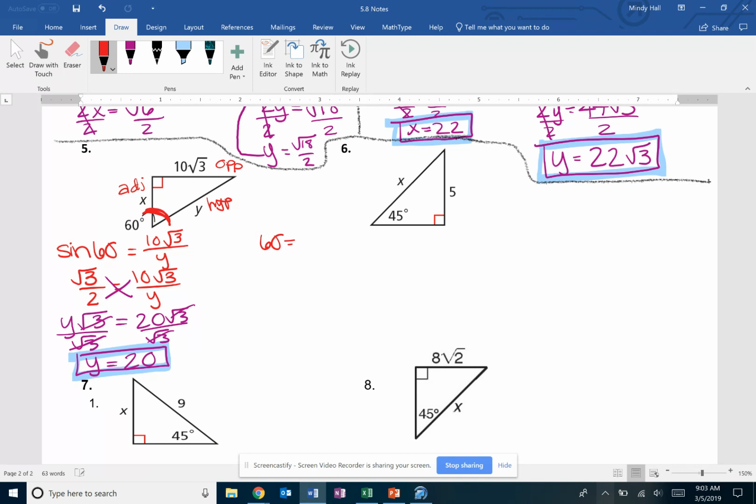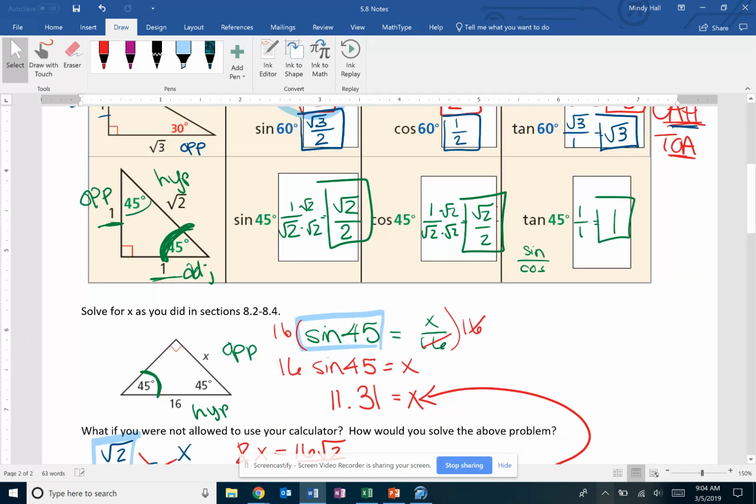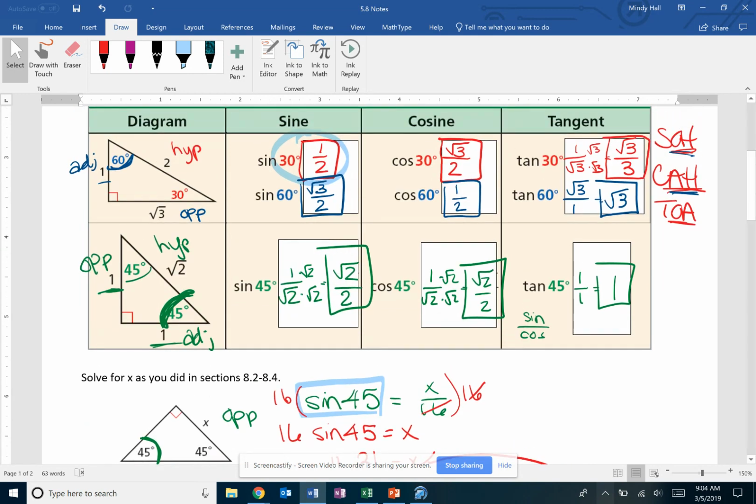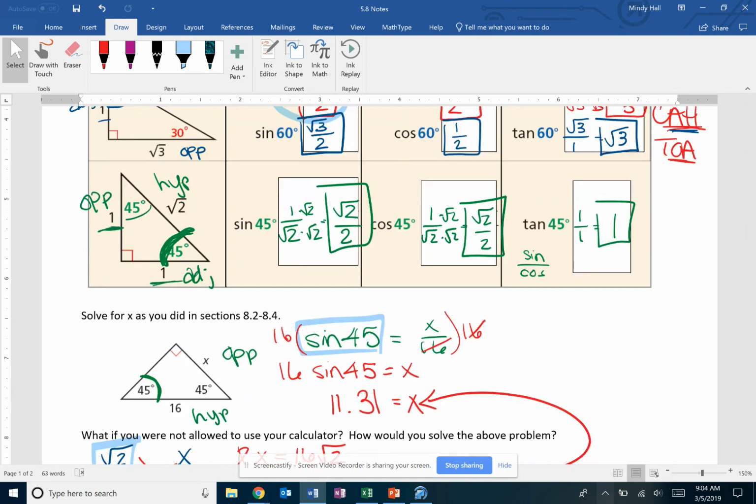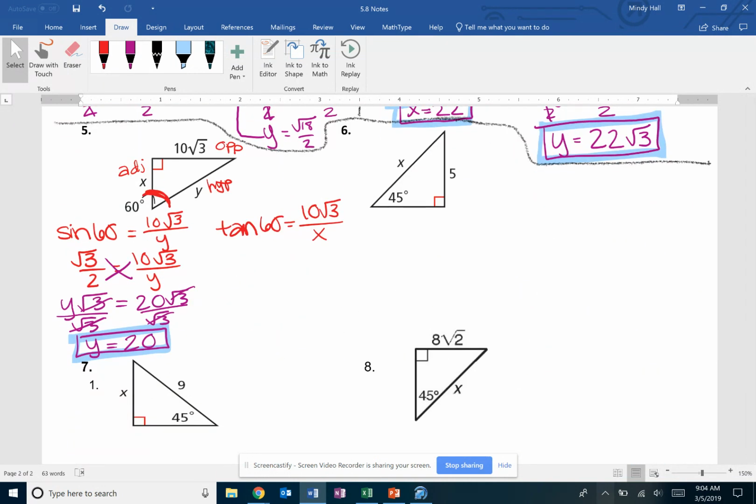But I'm going to do tangent of 60 instead so that I have my adjacent and opposite. So tangent of 60 is opposite, 10 square root 3 over adjacent. So then with substituting in values, tangent of 60 is sine over cosine, so it should be square root, and I'm just double checking because sometimes tangent gives me iffy. Tangent is just square root of 3 for 60. So tangent of 60 is the square root of 3.